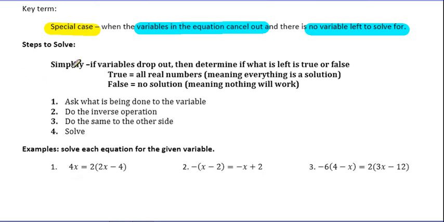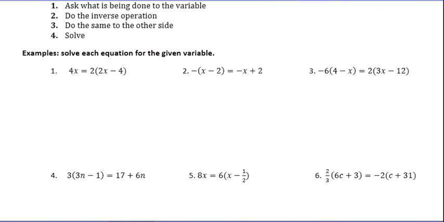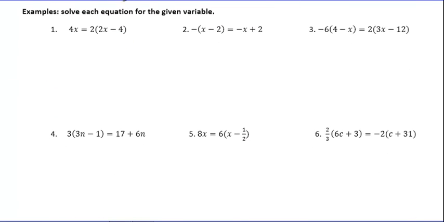We're asked to simplify first, as always. But now something can happen when you're doing this. If the variables drop out, then you're left to determine if what you have is true or false. If the resulting equation is true, your answer is going to be all real numbers, which means every single number can work. If your answer is false, that means there's nothing that will work. Same steps as before, so let's go ahead and get started on our 6 examples that we have today.